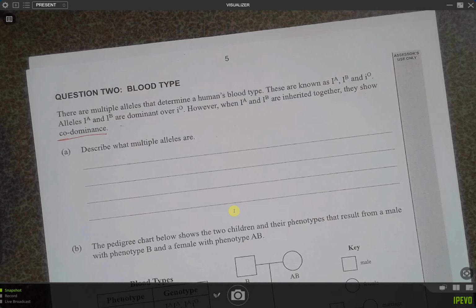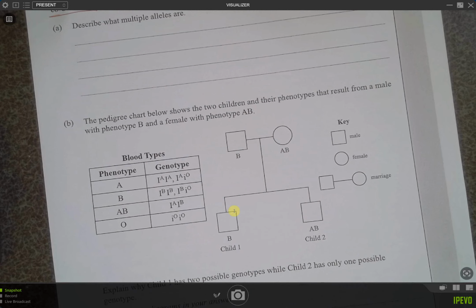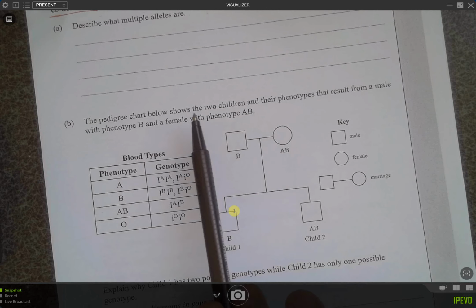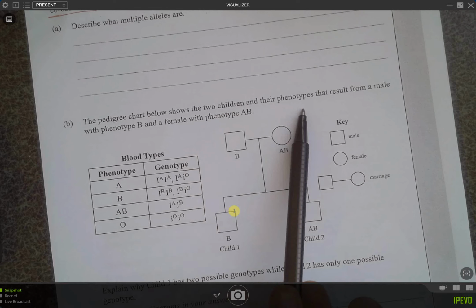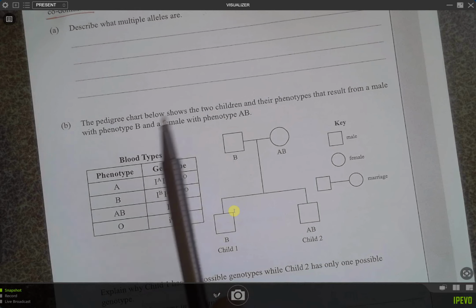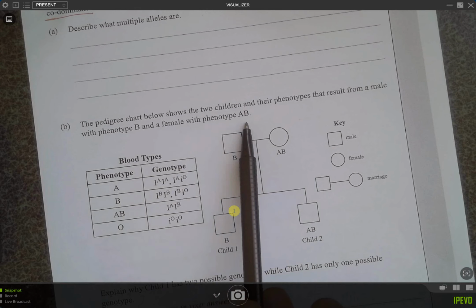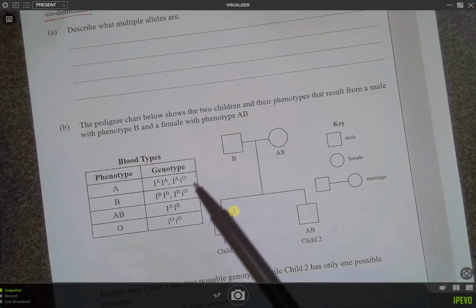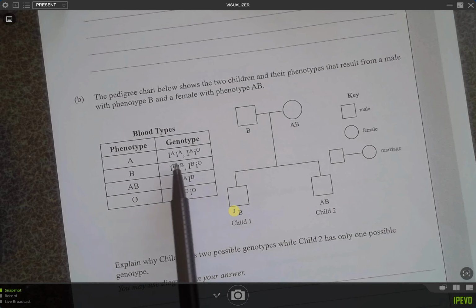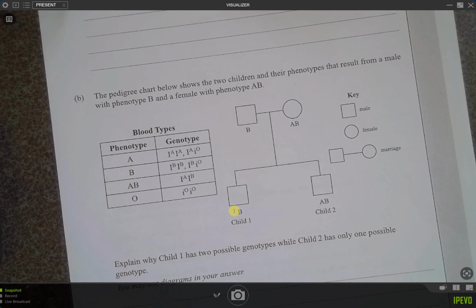Cool. All right, so then they've given you a pedigree chart. Those are things you guys have seen previously from last year. They want you to use the pedigree chart to show the 2 children and their phenotypes that results in a male with type B and a female with type AB. And what they've actually done is they've given you a list of possible genotypes that result in that phenotype.